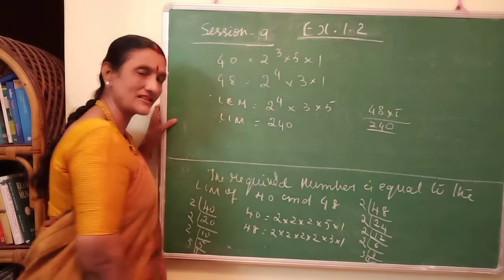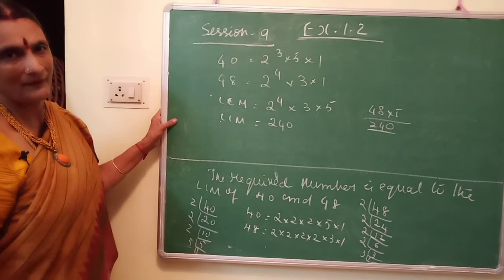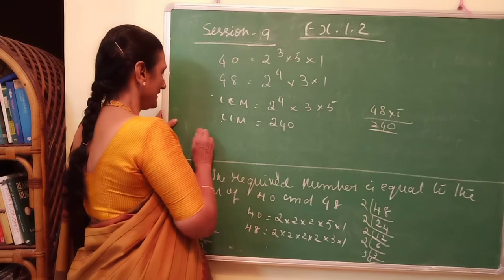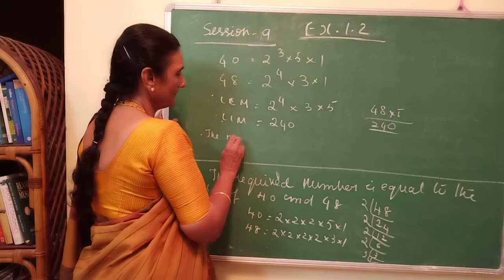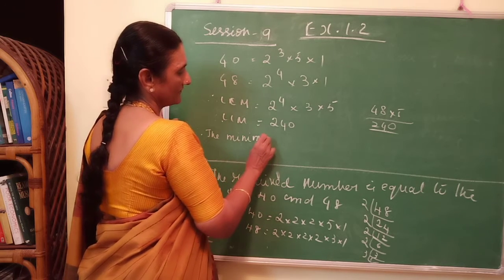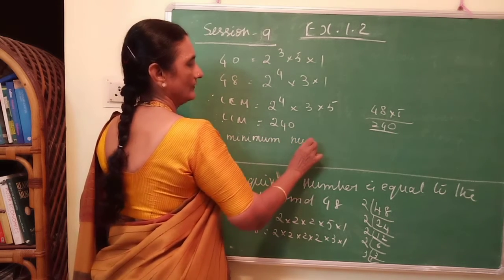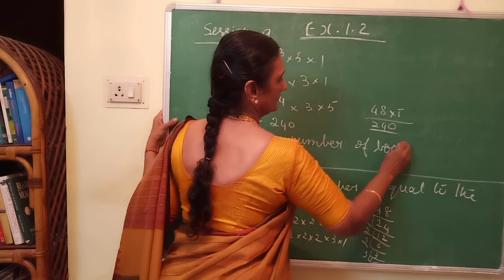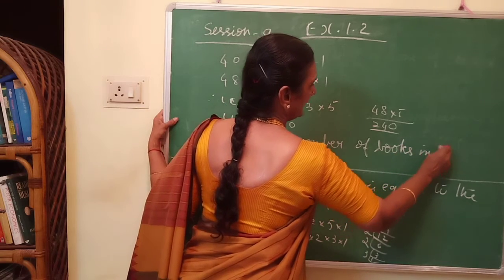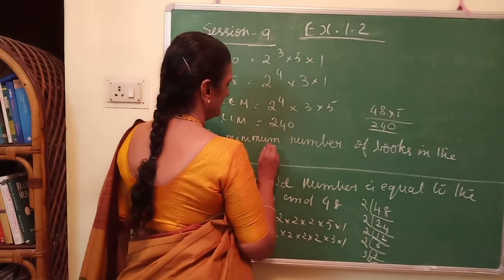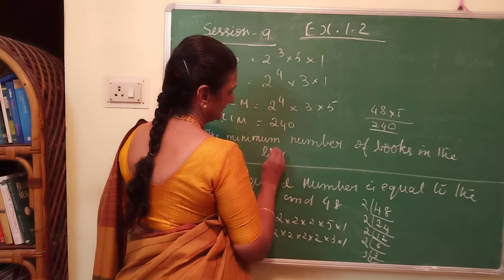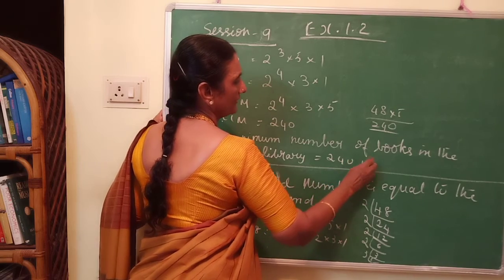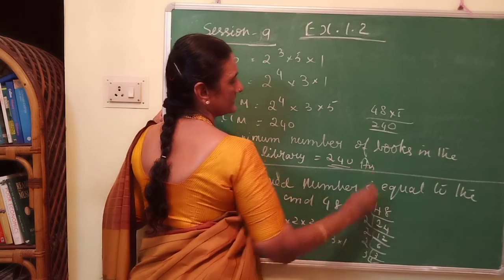But here you are not asked directly what is the LCM. The question is the minimum number of books needed for the library. So you have to write the answer statement as, therefore, the minimum number of books in the library is 240. You have to finish your answer like this. That's how you should finish.